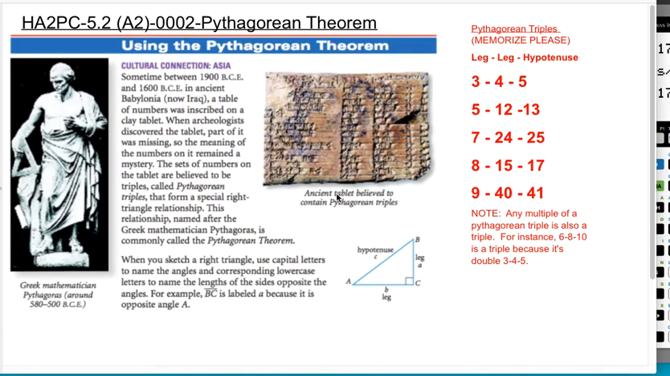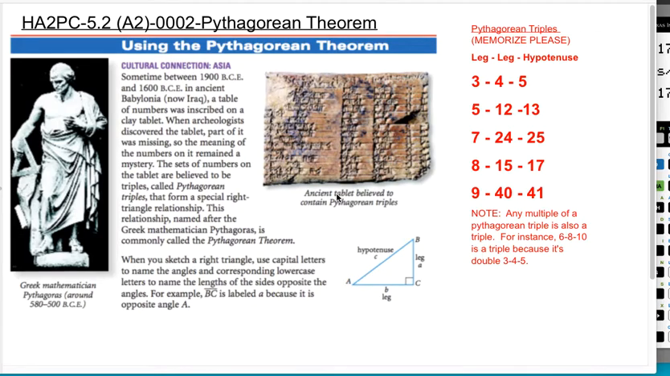So anyway, let's talk about the Pythagorean Theorem. Essentially, it is a way to find the legs and the hypotenuse of a right triangle. If you know any two pieces of that information, you can find the other one. If you know two legs, you can find the hypotenuse. If you know a leg and the hypotenuse, you can find the missing leg.